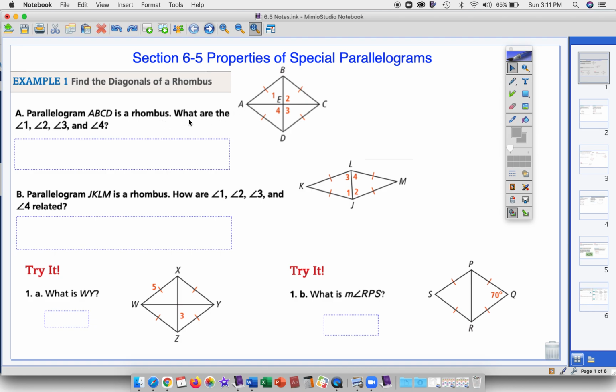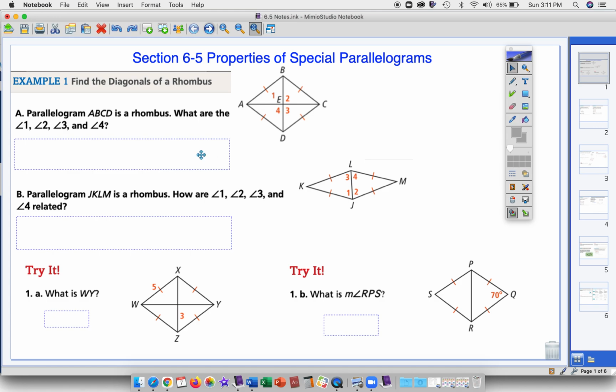What are the measures of angles 1, 2, 3, and 4? So if we take a look at this diagram, look at the upper triangle ABC.